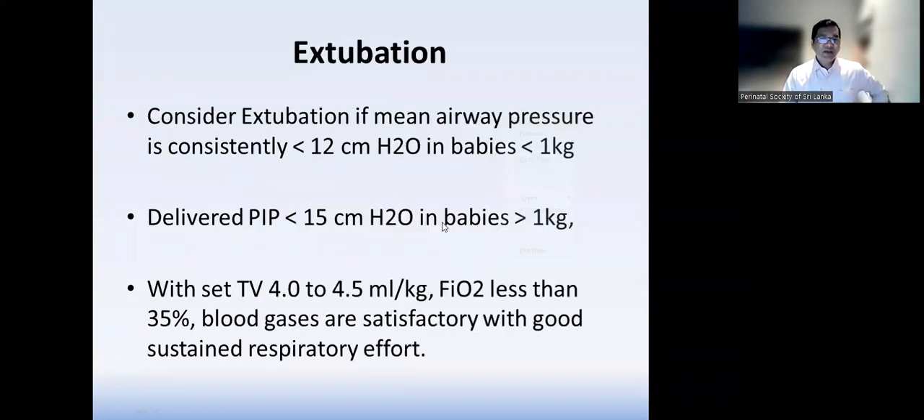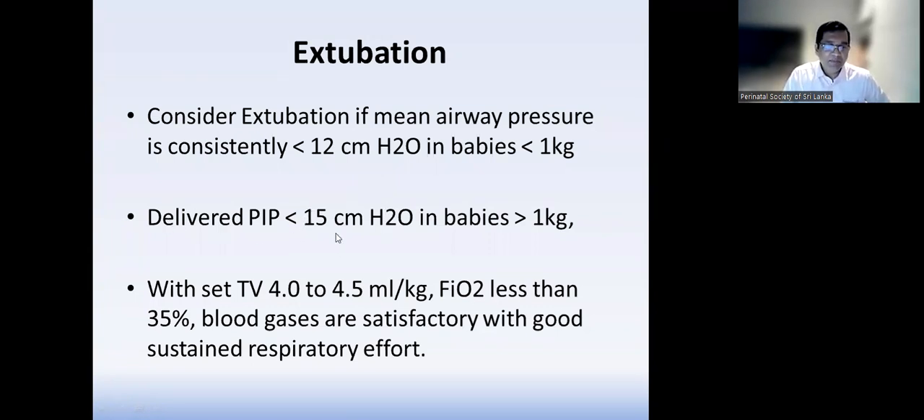Right. So extubation: consider extubation if the mean airway pressure is consistently less than 12 centimeter water in a 1 kilogram baby. Normally we do this even in pressure control ventilation; if your PIP is around 12 or less than 12, you try to extubate. During your auto weaning, if the required tidal volume is delivered with a pressure of 12 or less than 12 centimeter water for a 1 kilo baby, that baby is ready for extubation. Make sure that the baby is also not receiving a lot of oxygen, maybe less than 40% oxygen.